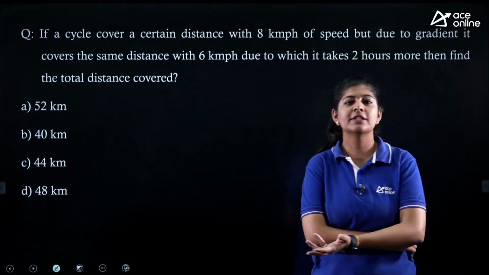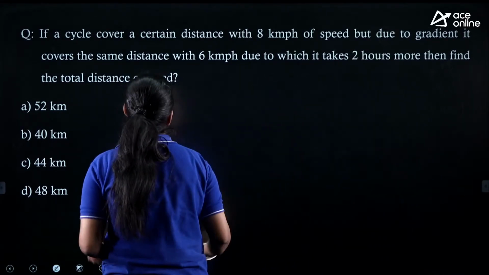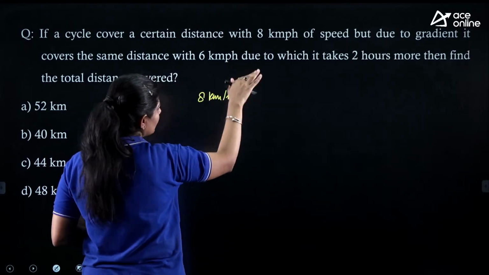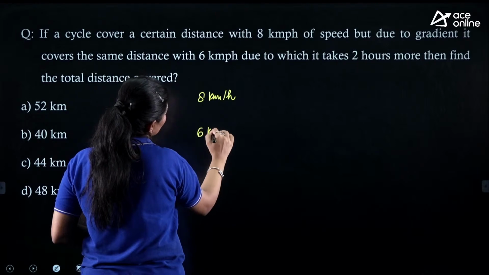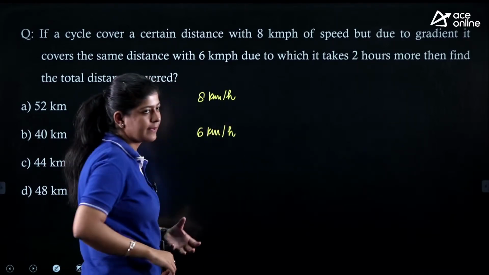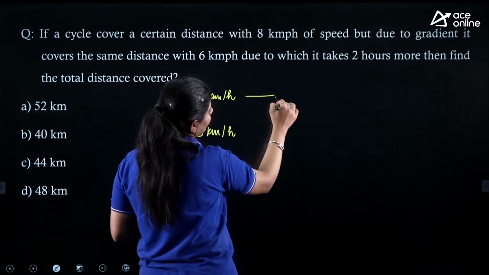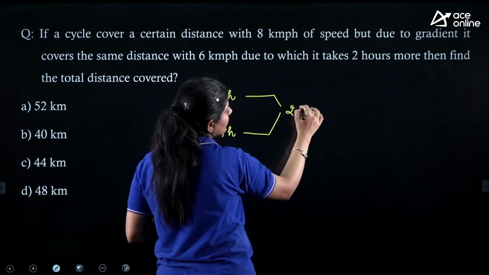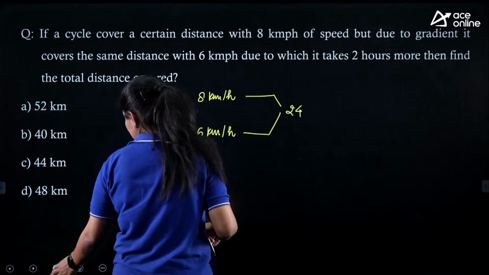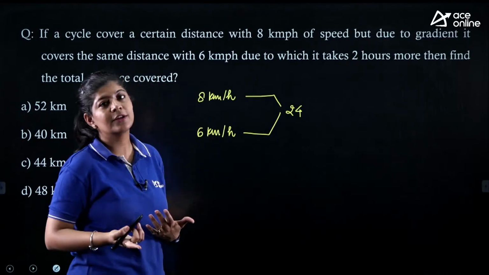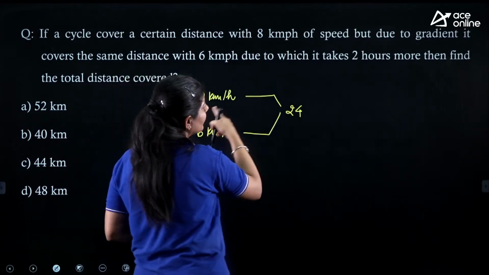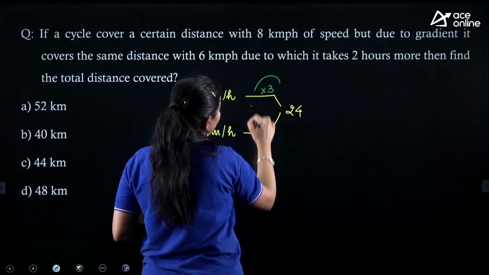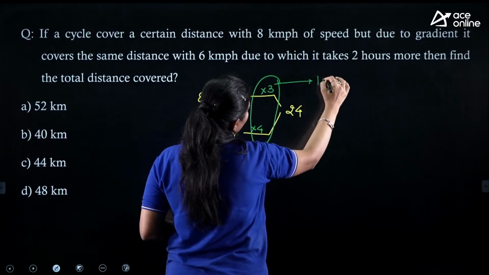We are having both the speeds and the time difference, right? The first speed that we are having is 8 kilometers per hour, and due to gradient, the new speed is 6 kilometers per hour. First step. The second one is just to calculate the assumed distance. Assumed distance is 24. Now the third step says we need to find out the time period, right? So here we got 3 and here we got 4. The difference that we got over here is 1 unit.